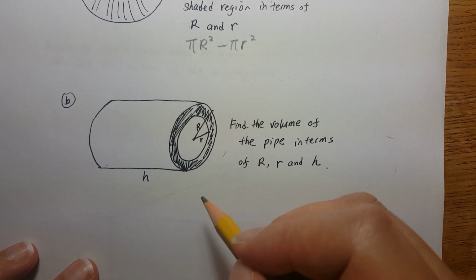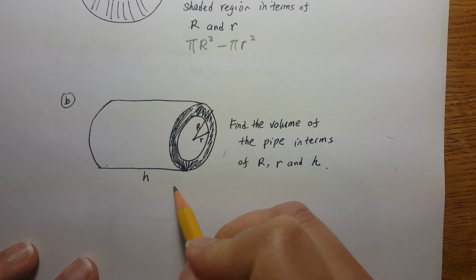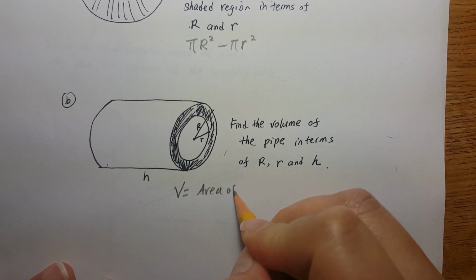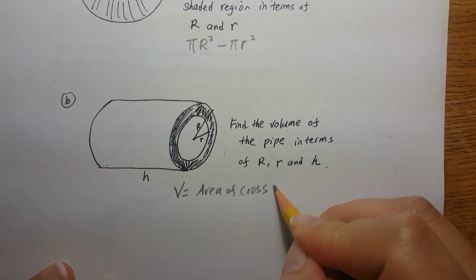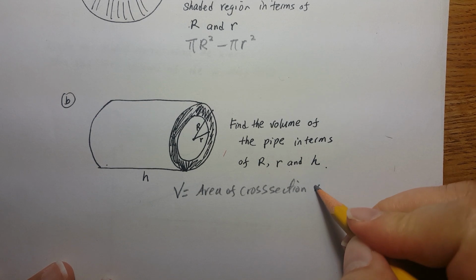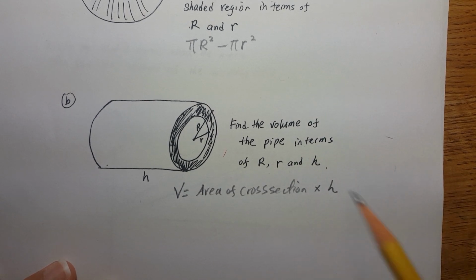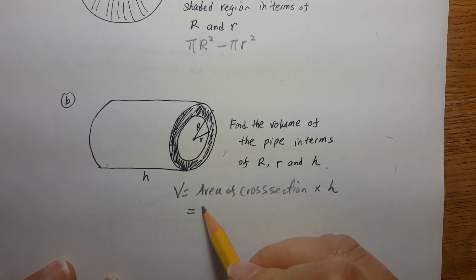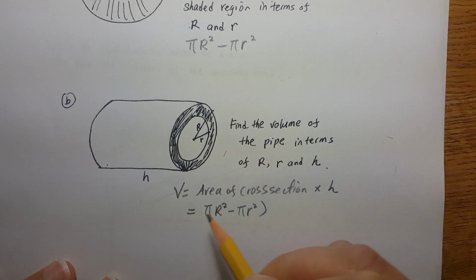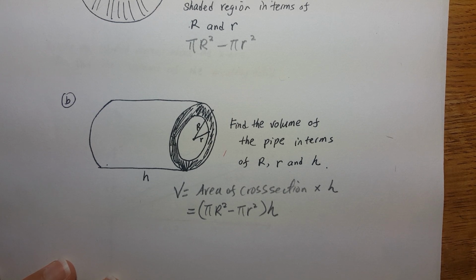the small circle. So to find the volume, it is going to be the area of the cross section times the height. So the area of the cross section is going to be pi big R squared minus pi small r squared, and then times h. Okay, so this is going to be the formula driving our lesson.